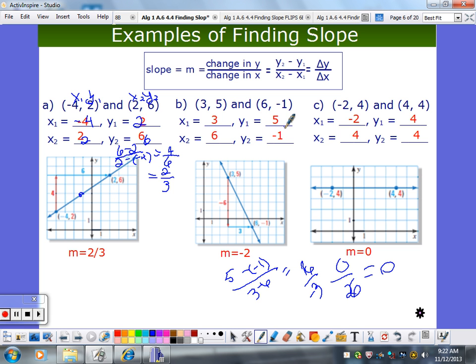What is y2 minus y1? -1 minus 5 is -6. Over 6 minus 3 is 3. What's -6 divided by 3? -2. As long as you subtract in the same order, it works. Don't mix up the y's, which is a common mistake. It's the difference of the y's over the difference of the x's.